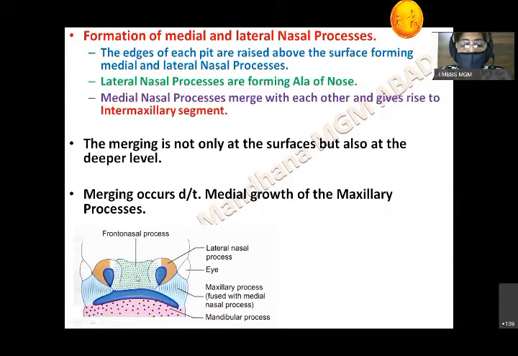When the medial nasal process is merged with the opposite medial process, this merging is not only on the surface, but it goes into the deep part also.